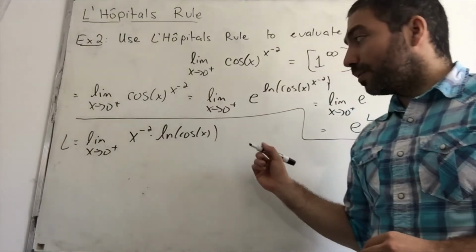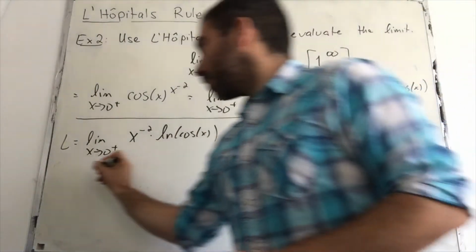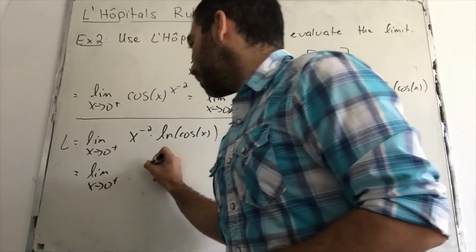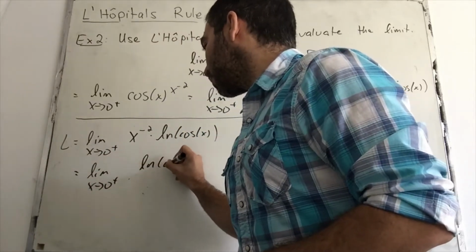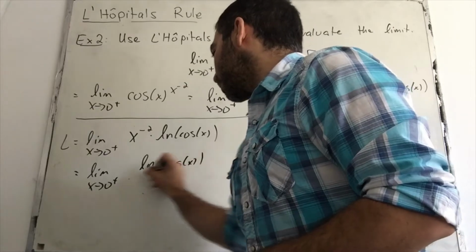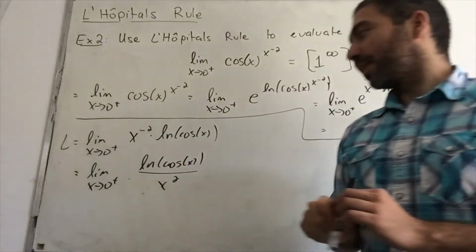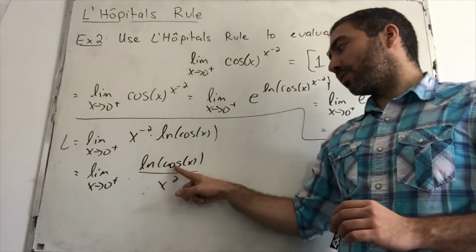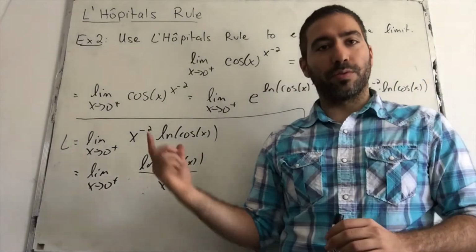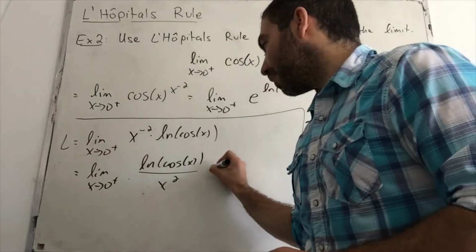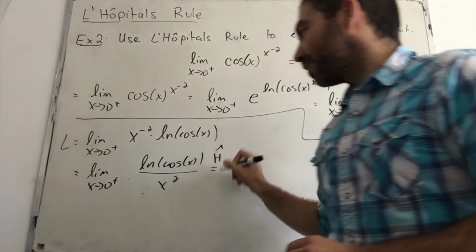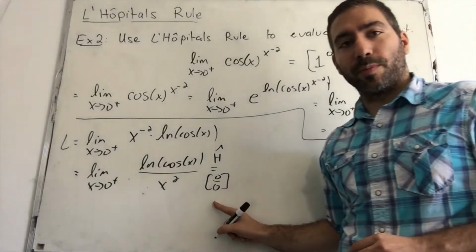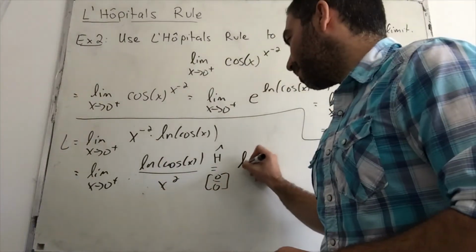So let's go ahead and do this. I'm going to write this as limit as x tends to 0 from the positive side, ln of cos x over x squared. And now we have the indeterminate form. Here we have 0 squared, which is 0. Ln of cos of 0 is ln of 1, which is 0. So we have 0 over 0. So now we could apply L'Hopital's rule. We write our symbol H with the hat, L'Hopital's rule 0 over 0. That's the type of indeterminate form we're dealing with. And now we write the limit.